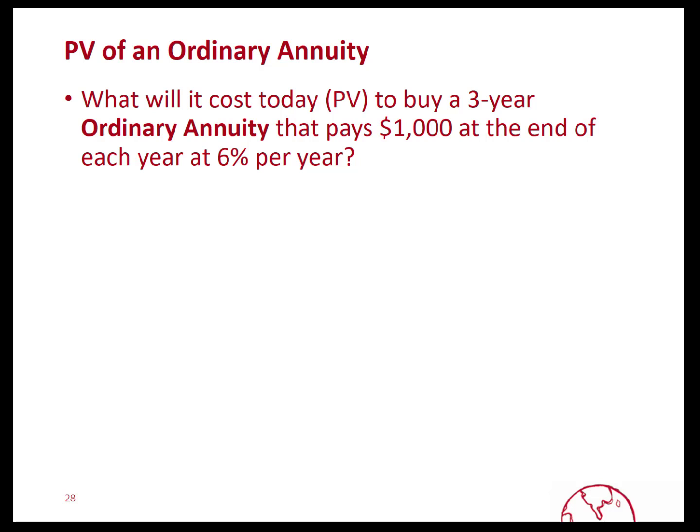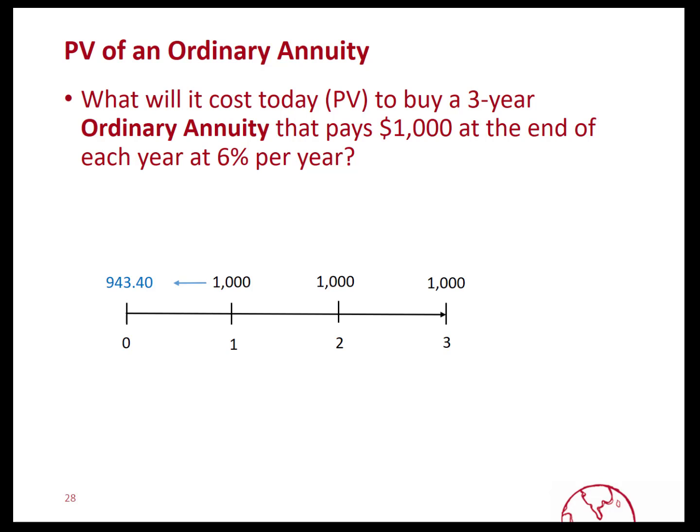We can reverse this formula and look for the present value of an ordinary annuity. What would it cost you today to buy this ordinary annuity if it pays out $1,000 at the end of each year at 6% per year for 3 years? Okay, so here's our cash flows. Notice that we get the $1,000 at the end of years 1, 2, and 3. Unlike the previous formula, however, we want to know what they are worth in today's dollars, not in future dollars.